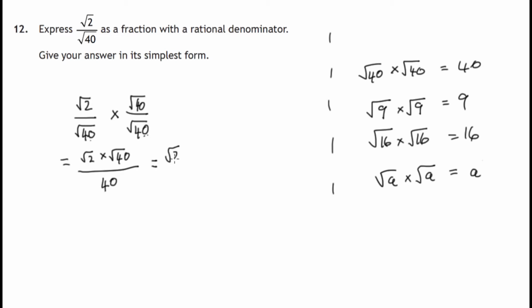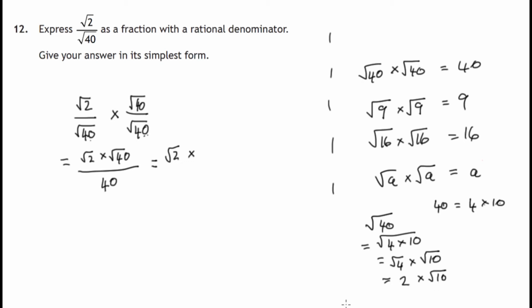So to get this in its simplest form, we look at the square root of 40. Now, one of the things that we can do to simplify square roots is to look for factors of 40. That means writing 40 as a product, something times something. We look for factors that are squares, and the number 4 is a square. So we could write square root of 40 as square root of 4 times 10, which is the square root of 4 times the square root of 10. And we know the square root of 4 is 2. So this is 2 times root 10.